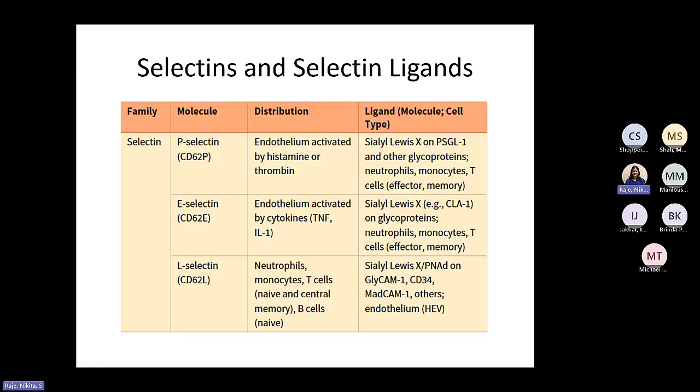P-selectin was named that way because it was found in platelets initially, but we know that it's present on a lot of different cells, and it binds to its ligand, Lewis X, on various cells. E-selectin is also present on endothelium and again binds to Lewis X. L-selectin is present on neutrophils, monocytes, and lymphocytes, and they can also bind to Lewis X that's present on various molecules.